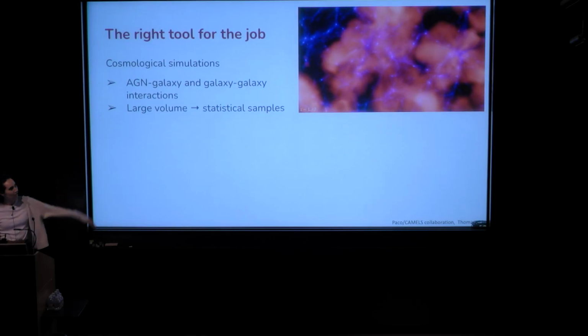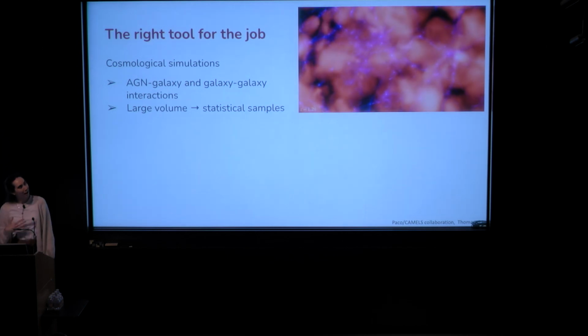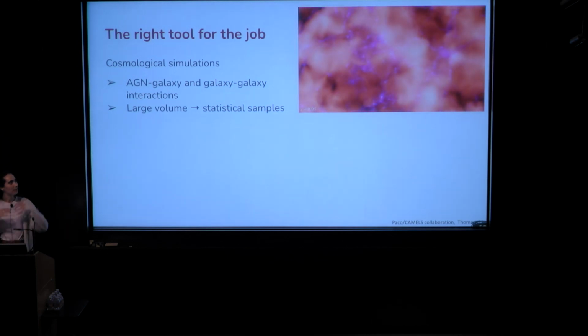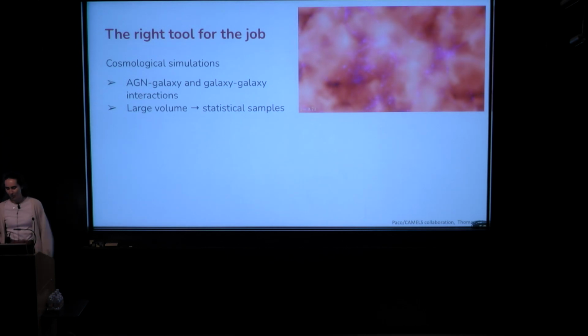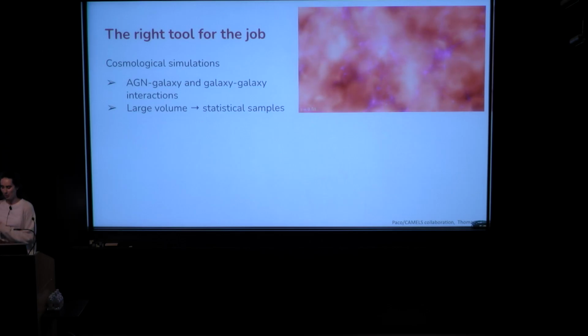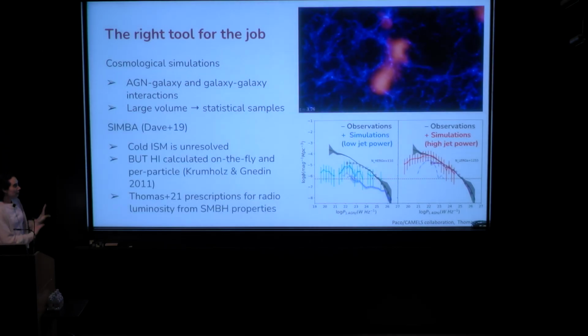And you can see up on the right here, I've got this nice video from Paco that shows some of the AGN feedback that's happening in the SIMBA simulations, which are the simulations that we chose to use. So a little bit more on SIMBA. SIMBA does have a cold ISM, but it is unresolved. That said, it's quite a good simulation to use for us because the HI masses are calculated on the fly and they're done on a per-particle basis, according to this prescription that's in the paper here that you can follow up if you're interested.